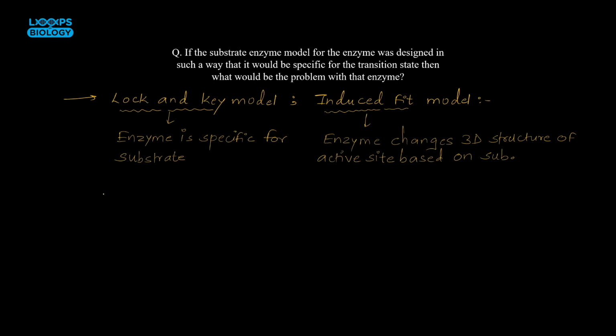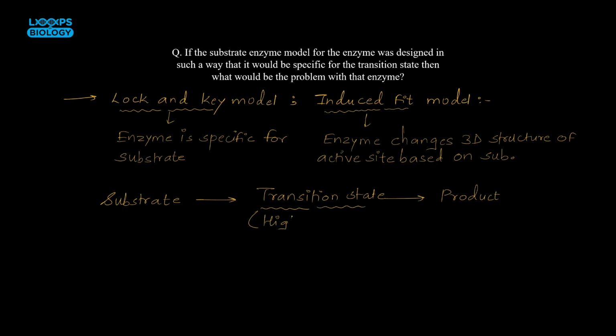Now, what do you mean by transition state? Whenever the substrate is basically moving to the product, it is occurring through an intermediate stage called transition state. This is a very highly energetic stage. So this is highly unstable and energetic. So it will create two different problems.